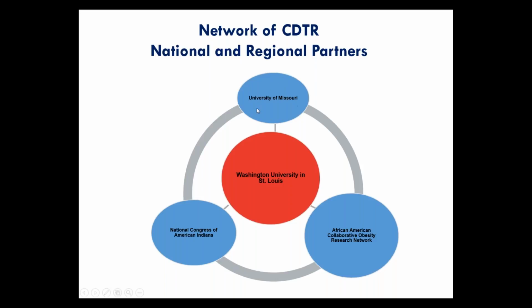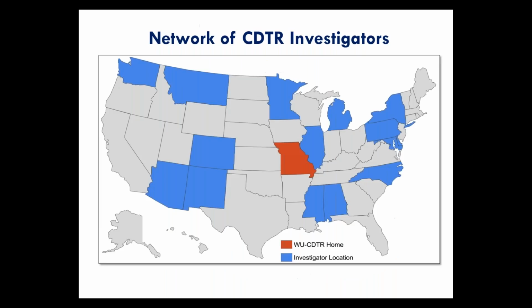And then we have the University of Missouri and Columbia that works a lot in the area of health informatics and using modern information technology to reach various populations, especially those experiencing disparities. We've got a network across the U.S. Here's our home state, but you can see where we've got other investigators who are part of our team.